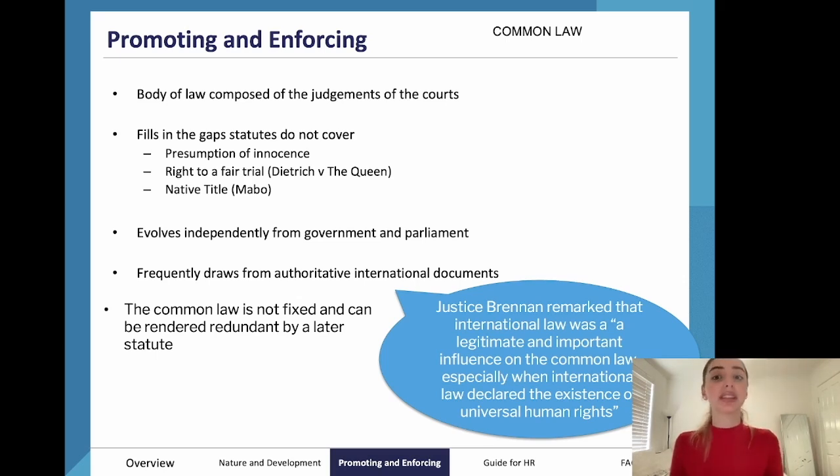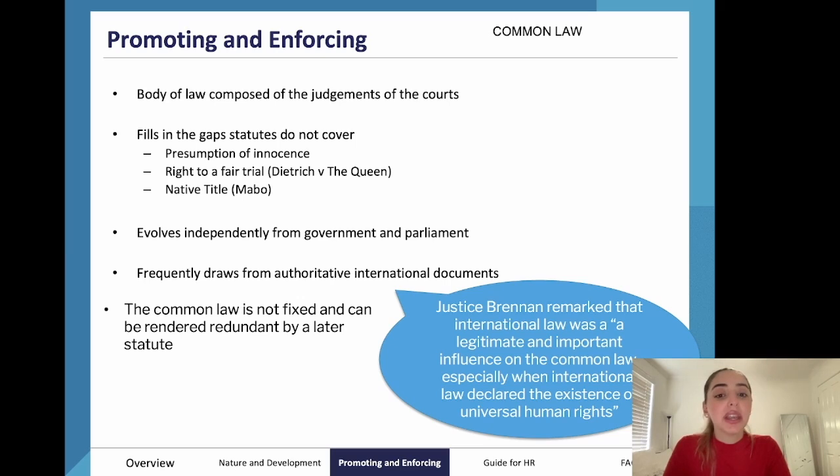And that's its biggest benefit, because statute law is usually very vague and ambiguous. Common law obviously has really specific nuances and intricacies and specifics for each case, where someone needs to kind of think, is this a breach of human rights? So it fills in the gaps that statutes don't cover. Things like the presumption of innocence, the right to a fair trial, and native title.